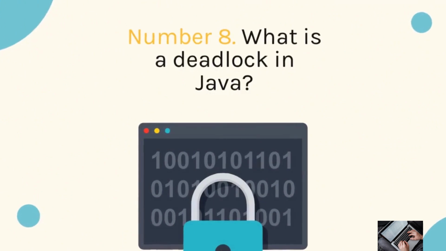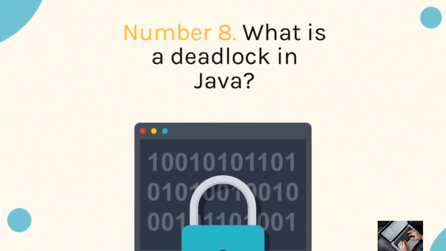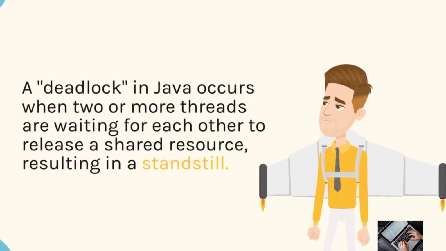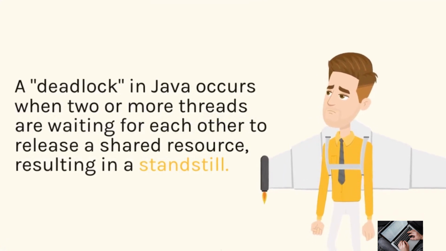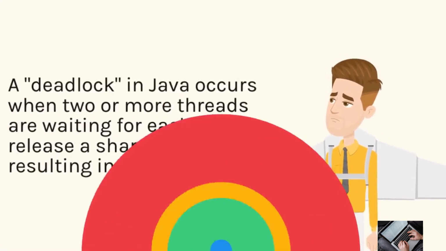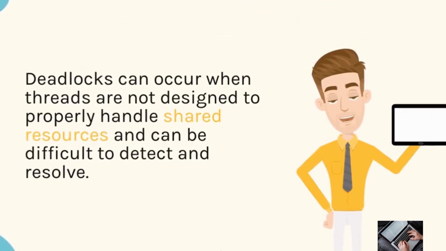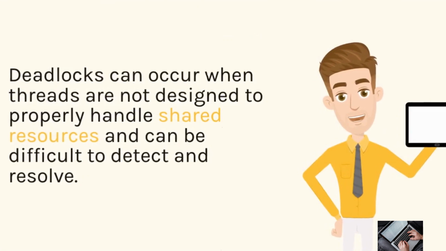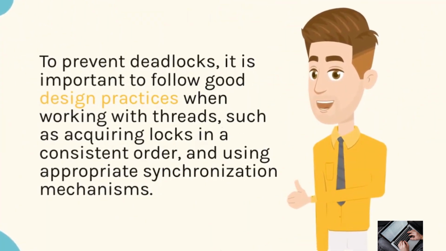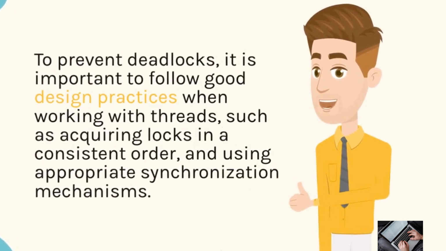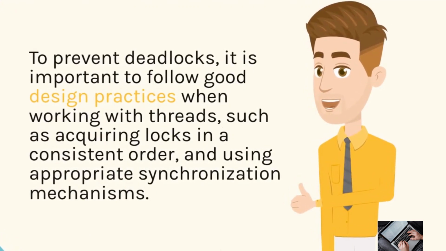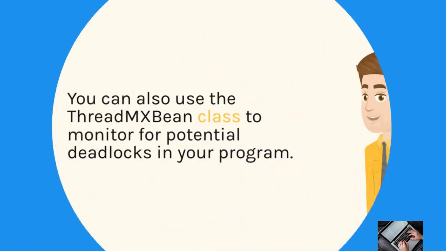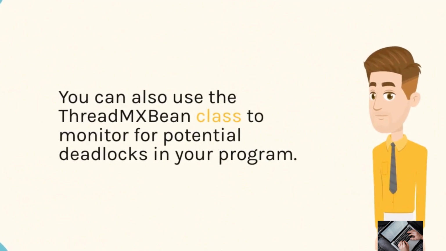Number 8. What is a deadlock in Java? A deadlock in Java occurs when two or more threads are waiting for each other to release a shared resource, resulting in a standstill. Deadlocks can occur when threads are not designed to properly handle shared resources and can be difficult to detect and resolve. To prevent deadlocks, it is important to follow good design practices when working with threads, such as acquiring locks in a consistent order, and using appropriate synchronization mechanisms. You can also use the ThreadMXBean class to monitor for potential deadlocks in your program.